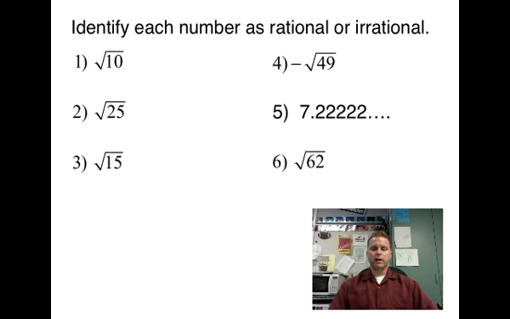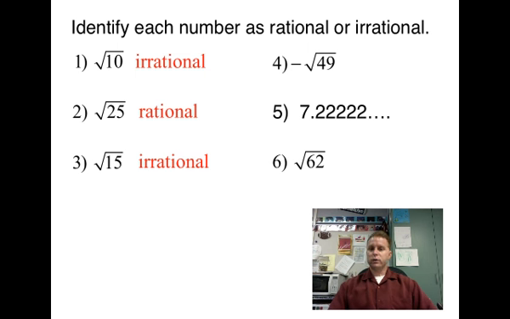Okay, number 1, is that rational or irrational? Correct answer is irrational. The square root of 10 is somewhere around 3.1 or somewhere around that, but we cannot take the square root of that. Number 2, square root of 25. That is rational. The square root of 25 is 5, which we can write as a fraction, 5 over 1. Number 3, square root of 15 is irrational. Can't take the square root of 15.